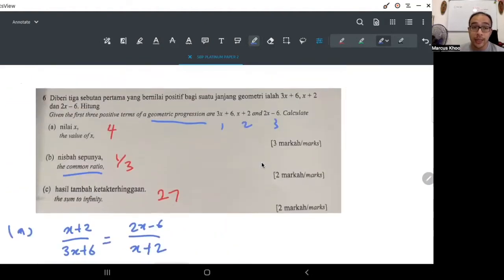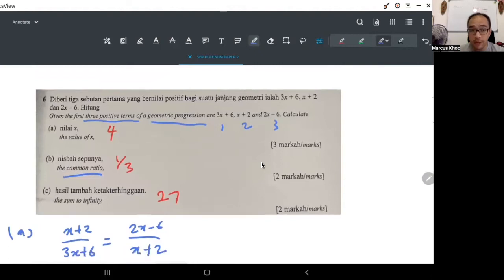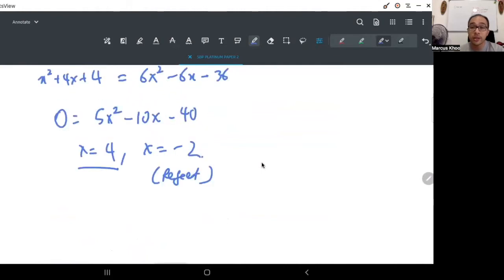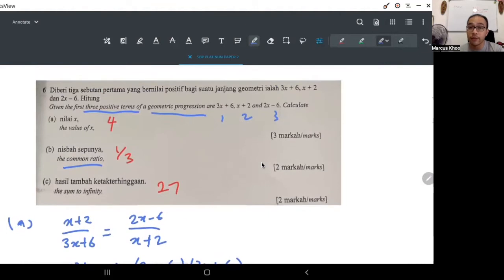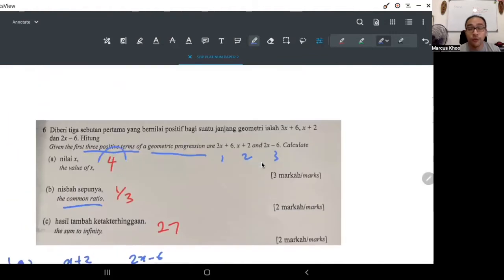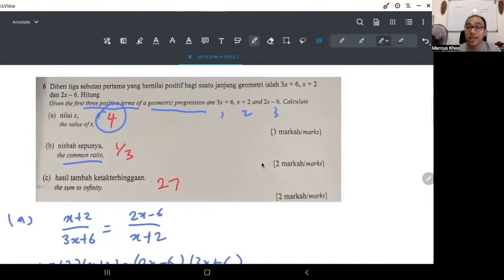And again, there is a condition given here, 3 positive terms. So the only way we're going to get positive terms is if x equals 4. So this one you will have to reject, because x equals negative 2 will give you a negative number, which we don't want. Kita tidak mau case begitu. That's why the answer is only x equals 4. So make sure you write the word reject for the answer that you reject. Kalau ada syarat lah. Kalau tiada syarat, kita terima dua-dua.